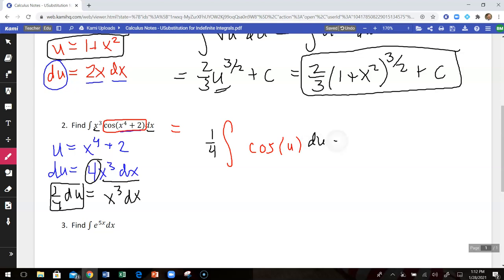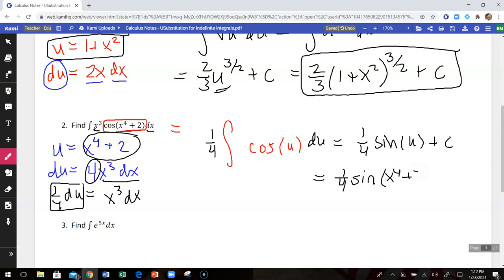And now I can go ahead and take the antiderivative. The 1/4 that's out front stays out front. The antiderivative of cosine of u is the sine of u, and then plus c. And then again, our last step would be to replace u with what u equals, which is x to the 4th plus 2. And that would be our final answer.